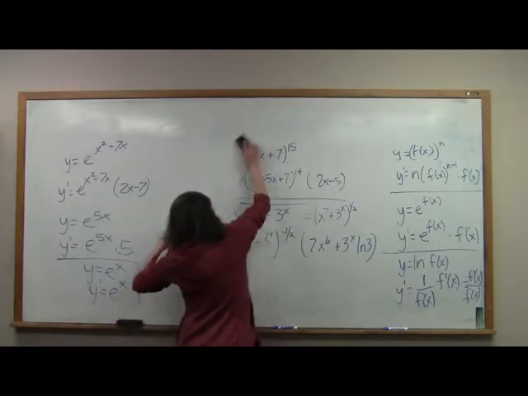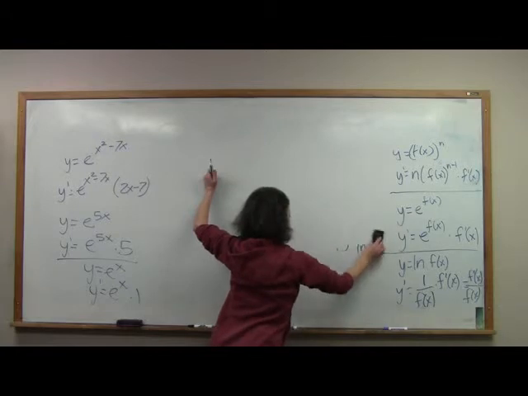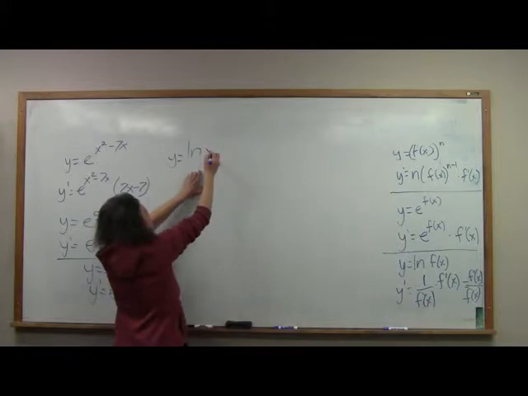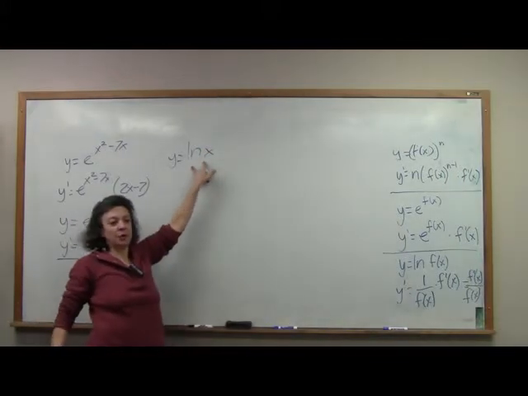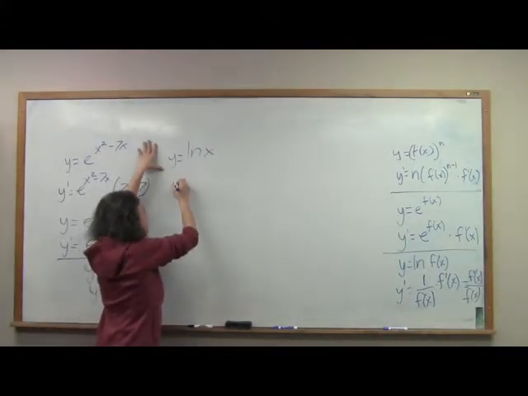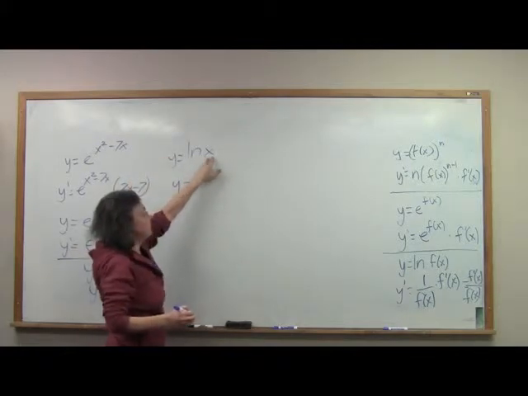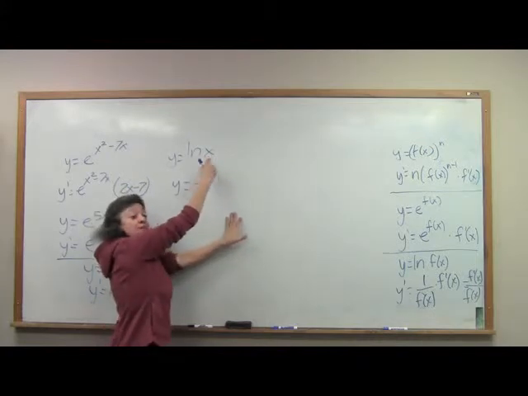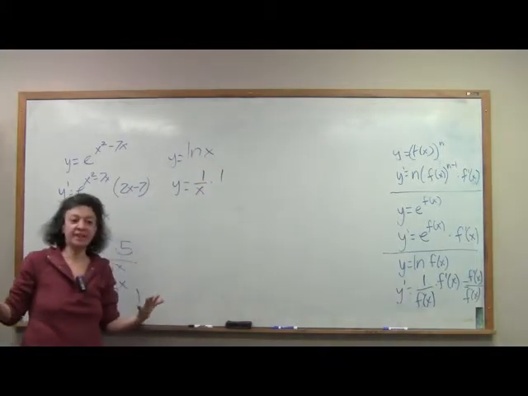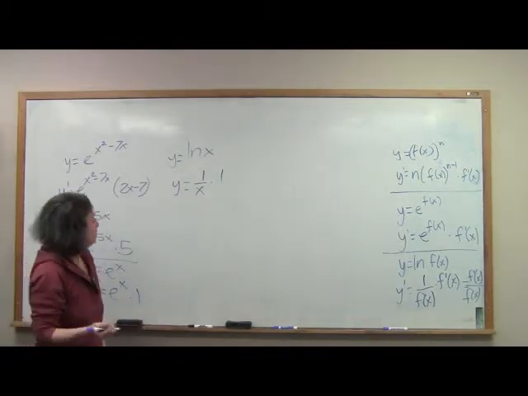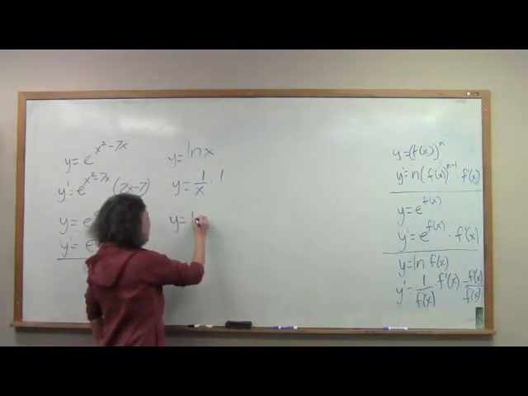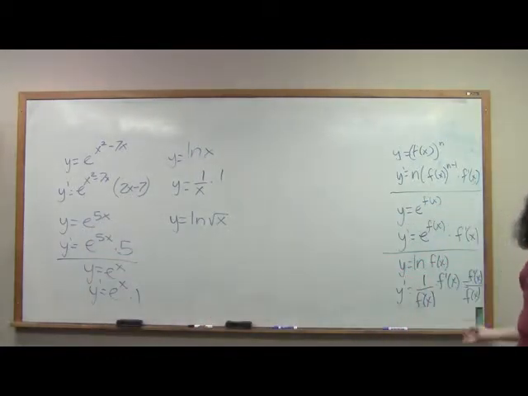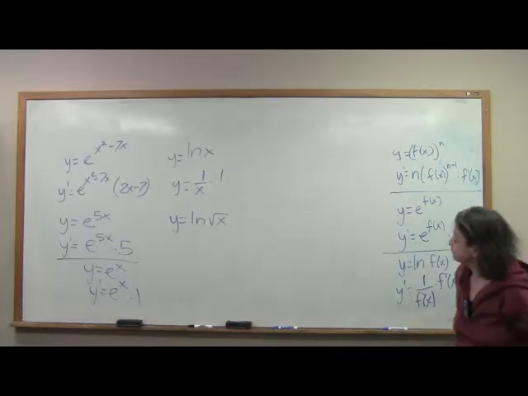Another one. Before I do my next one, I'm just going to say this real quick. Again, how do you know not to use your chain rule here? Well, you can. The derivative of the natural log of a function is 1 over that function times the derivative of that function. But again, you just get that 1 over x. So I believe the example that I had written down before was the natural log of the square root of x. So why don't we go through that?